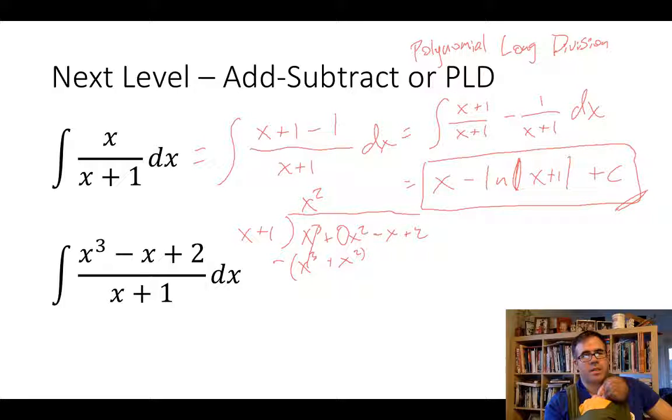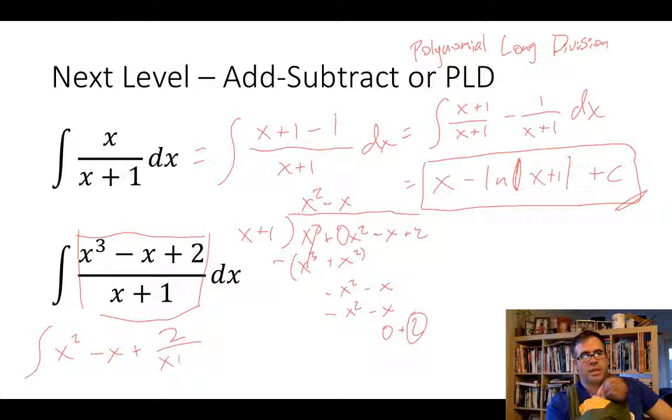These cancel out, you get negative x squared minus x. And so you're like, what do I have to multiply x by to get negative x squared? Negative x. You subtract, you get 0 plus 2. There's nothing here. You just have a remainder of 2. So what does that give us? That means that this fraction can be rewritten as x squared minus x plus 2 over x plus 1.